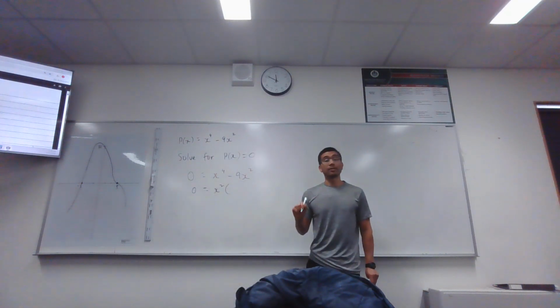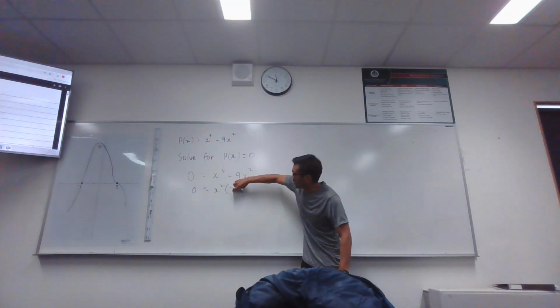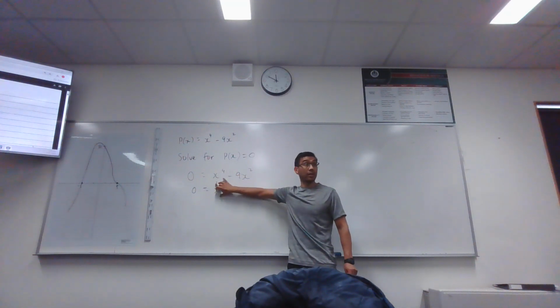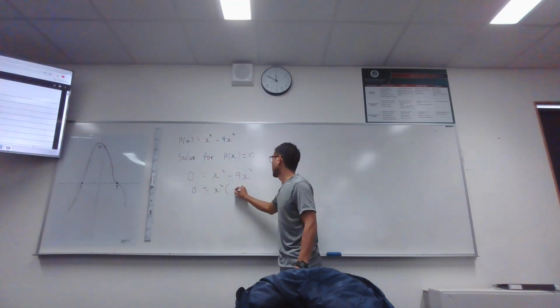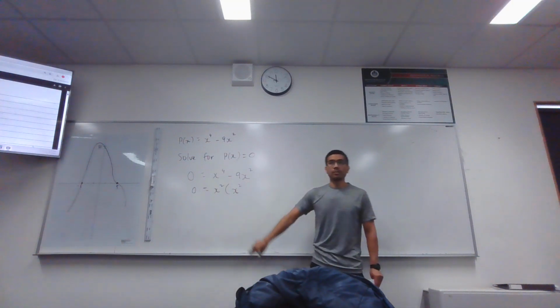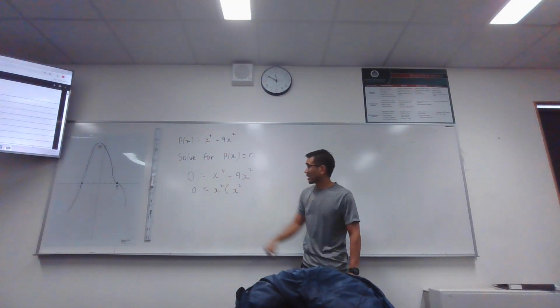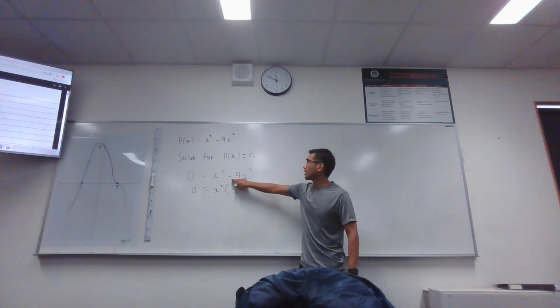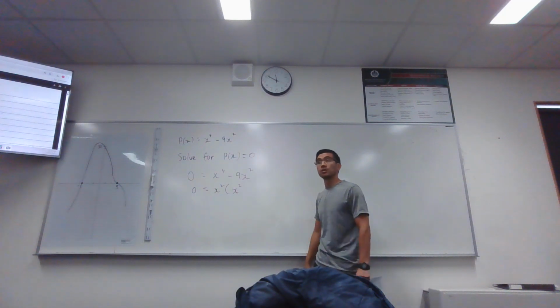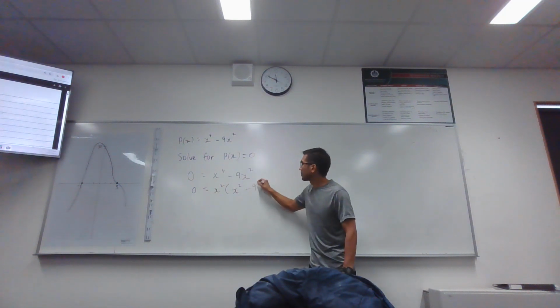If I take x squared out, what needs to be in here to make it x to the 4 if there's an x squared at the front? An x squared. What needs to be in here to make a negative 9x squared, with x squared at the front? What's missing? Negative 9. Negative 9.